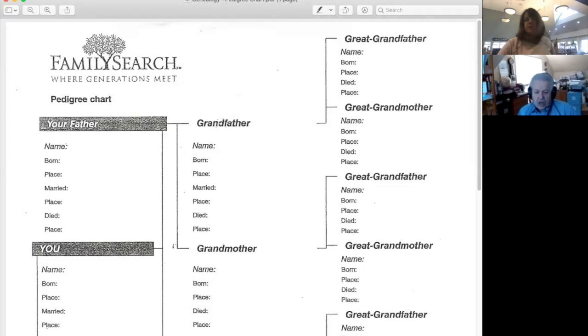This pedigree chart then is you-centered. And we'd like to talk about the chart itself before we talk about how to begin to use it. You'll notice that in the upper left-hand corner is the name of the free website that I mentioned in our first session, Family Search. That was familysearch.org. And you'll recall that I mentioned that although it is free, you do have to set up an account. And that is the website of the Church of Jesus Christ of Latter-day Saints, otherwise known as the Mormons.